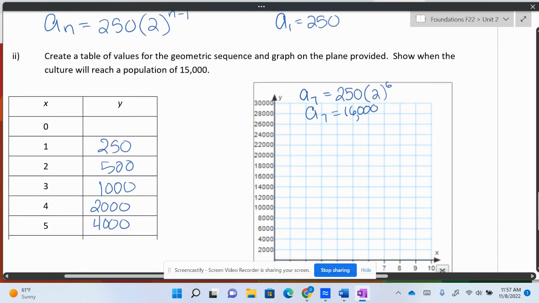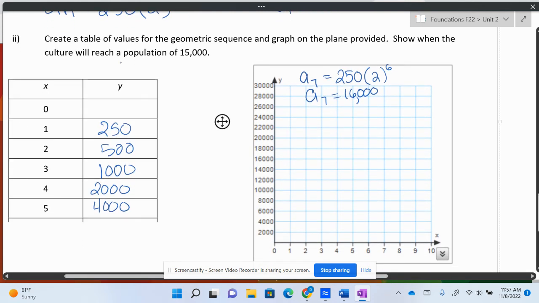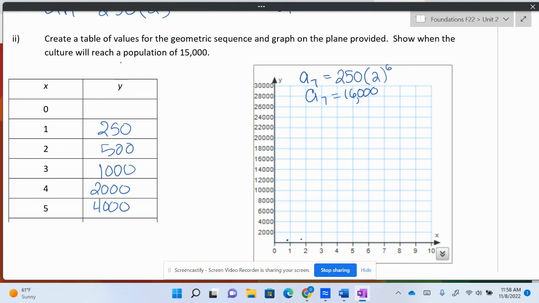So if we were to just graph these points, the first ones would be really low, like really small down here because we have 250, 500. We don't hit 1,000 until 3 hours. And then at 4 hours is when we finally get to the 2,000. At 5 hours, we get to the 4,000. At 7 hours, we're going to jump up to 16,000. The question is, when do you think it's going to reach 15,000?